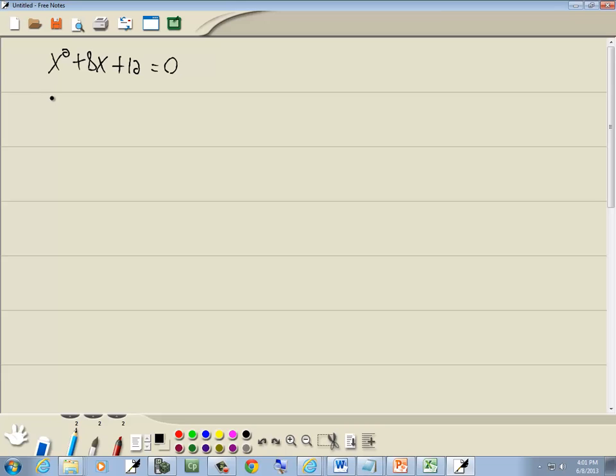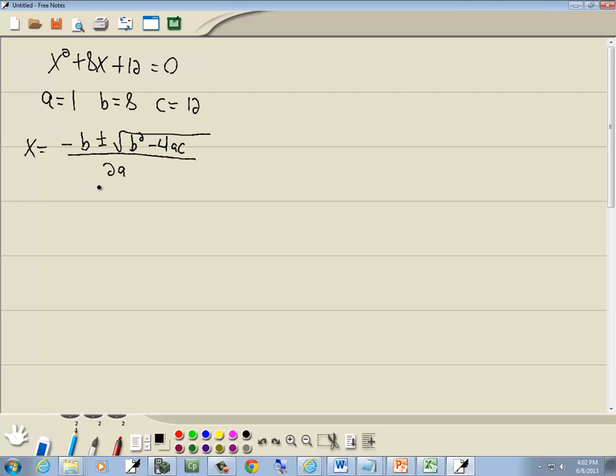Then we need to identify the a, b, and c. A is the number that's before x squared, which in this case is the invisible one. B is numbers before x, which is 8. And c is our number at the end, which is 12. Now, our quadratic formula is x equals negative b plus or minus square root of b squared minus 4ac all over 2a.